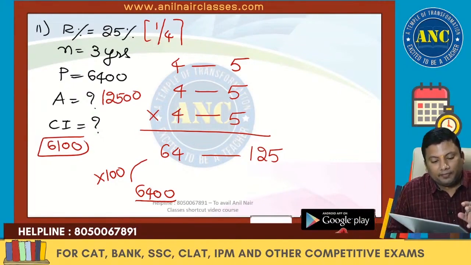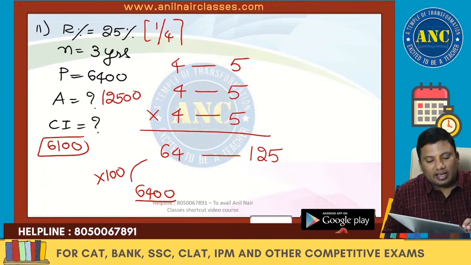I hope the idea is clear, right? So this is nothing but amount is 12,500, P is 6,400, CI is how much?